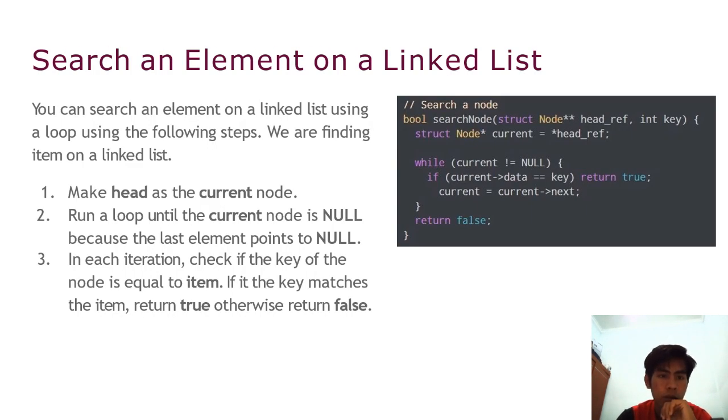Search for an element on a linked list. You can search for an element on a linked list using a loop with the following steps. We are finding an item on a linked list. Make head the current node. Run a loop until the current node is null, because the last element points to null. In each iteration, check if the key of the node is equal to the item. If the key matches the item, return true, otherwise return false.